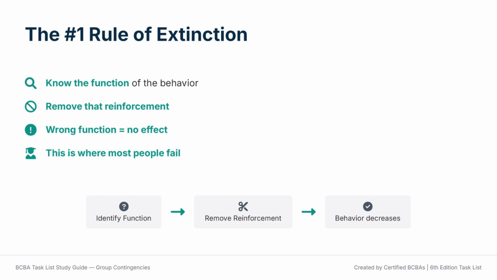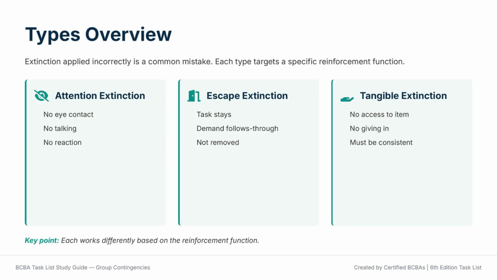The most important rule of extinction is this: you must correctly identify the function of the behavior. Extinction only works if you remove the specific reinforcer that is maintaining the behavior. If you target the wrong function, extinction will have no effect. For example, if a behavior is maintained by attention, but you remove a tangible instead, the behavior will continue. This is one of the most common errors both in practice and on the exam. Extinction must align with the reinforcement function.